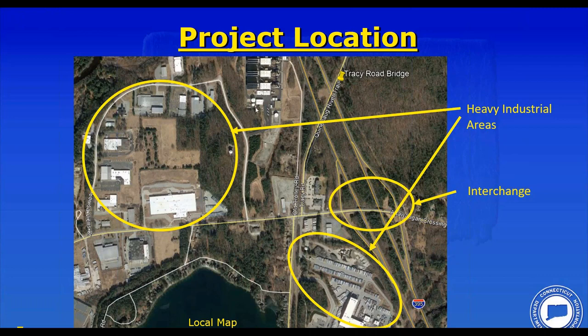The bridge goes over Tracey Road. An important thing to note about this project: it only involved the replacement of the northbound structure. For some reason, the southbound structure is not in as bad a condition. Maybe at some point in the future we'll replace the southbound structure, but this project really just involved the replacement of the northbound structure of I-395 over Tracey Road.